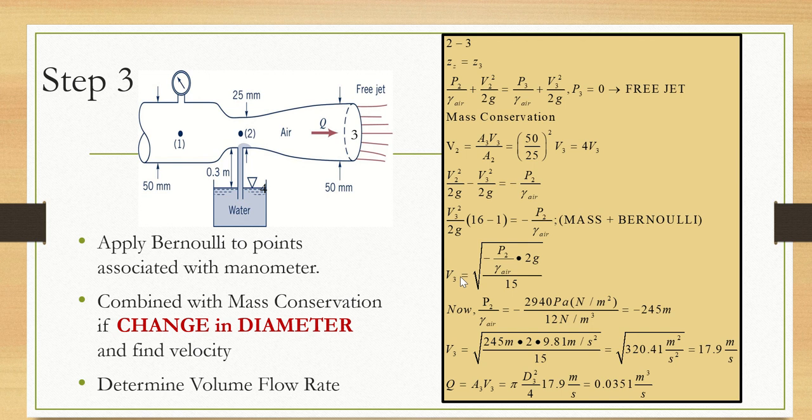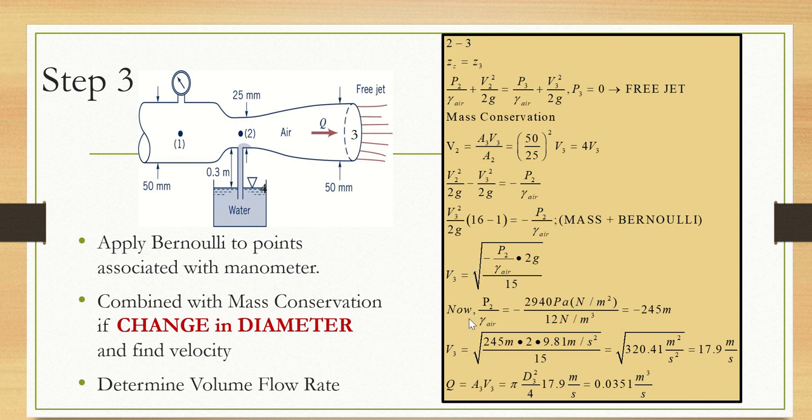So now I can solve this expression for my velocity at point 3, which is equal to the square root of minus P2 divided by gamma of air times 2g divided by 15. This 16 minus 1 is equal to 15. And I know P2 over gamma, and it had better be negative, because I can't take the square root of a negative number.